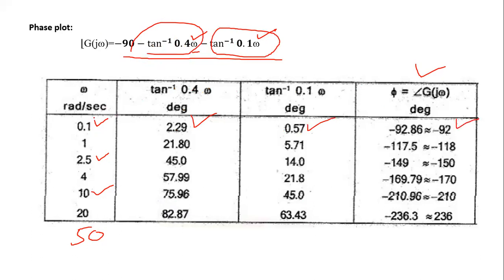Right. Once this omega versus phase angle calculation is over, if we draw these two in a plot, that is called a phase plot. The combination of the magnitude and phase plots is called a Bode plot. Now we'll see how to draw the magnitude plot first, and then the phase plot.